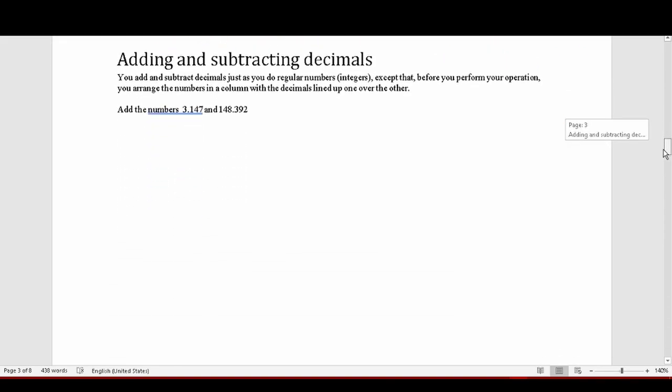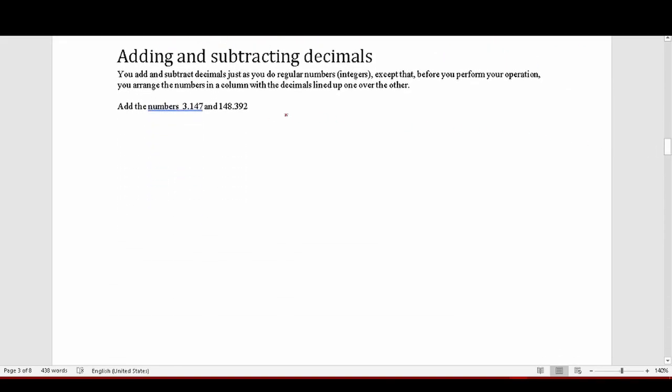Alright, adding and subtracting decimals is pretty straightforward. If you can add and subtract whole numbers, you do the same thing with decimals. So the most important thing you have to do is to line up your decimals, and that's it. So let's do this example. Add 3.147 and 148.392. We're adding 3.147 to it.